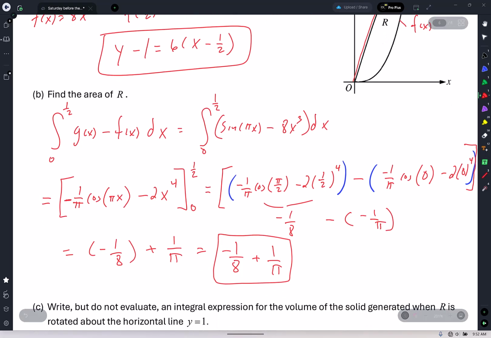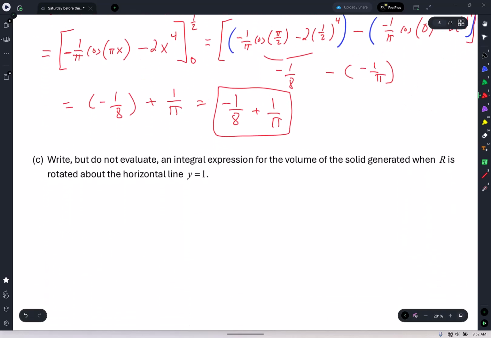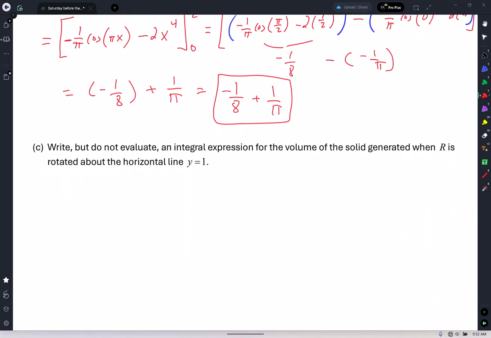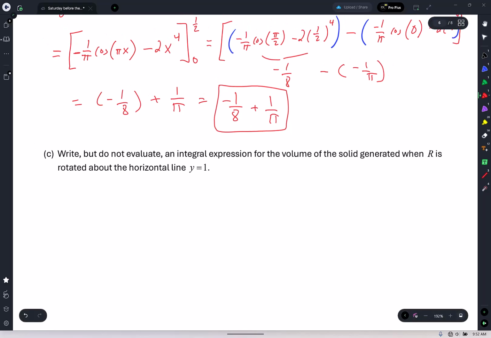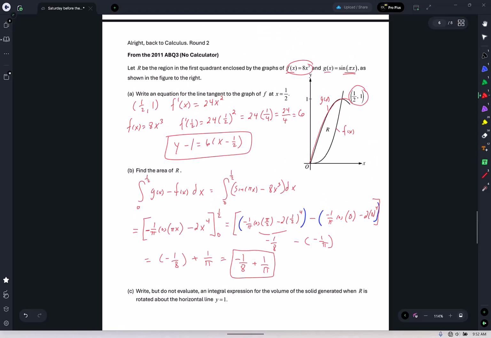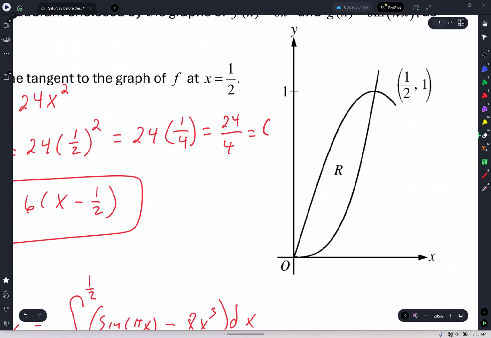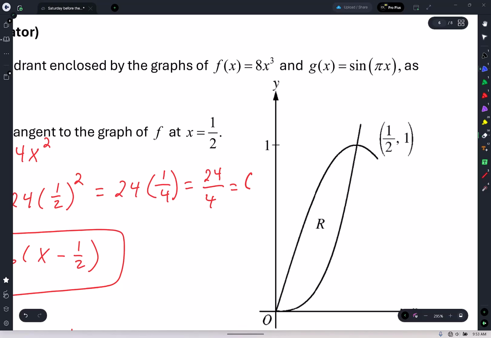We're still okay, guys? Okay, let's see what letter C says. Write, but do not evaluate an integral expression for the volume of the solid generated when R is rotated about the horizontal line y equals 1. Okay, so I'm going to rotate this. I'm going to come up here, and I'm going to erase all this stuff here. And I'm going to rotate it. So I wouldn't bother redrawing it, guys, because you don't have that much time. I would just go like literally just like that, and then I would just try to say that point's there, and look something like, it's not going to be perfect, which is fine.